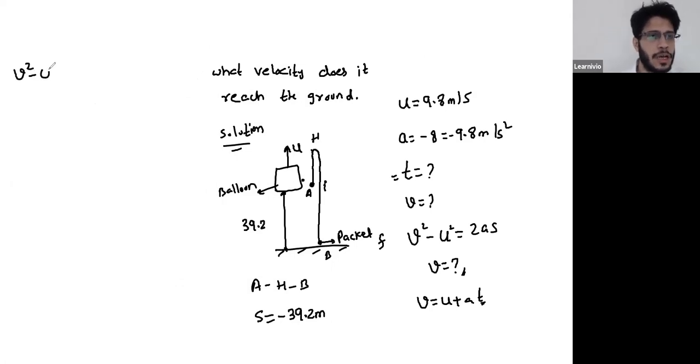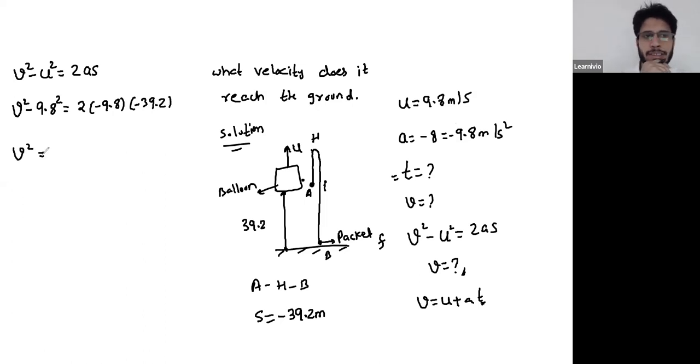So it's V square minus U square is 2S. U is 9.8, so it's 9.8 square, equals 2 into acceleration, which is 9.8, multiplied by displacement, which is minus 39. So V square is 2 into 9.8 into 39.2 plus 9.8 square.